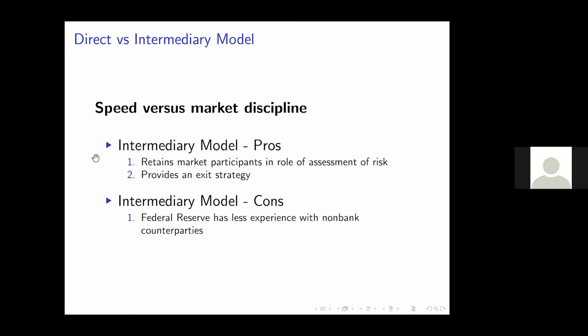Of course, the downside is it takes time to design and you have less experience and you run a little bit more risk. It takes more time. If you have a direct purchase program, you just go out and you buy stuff. Here, it's somewhat more complicated.